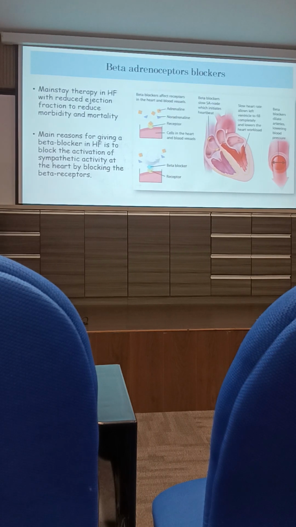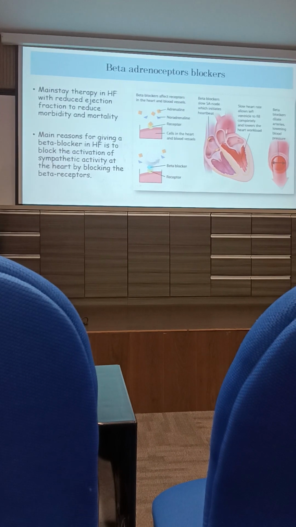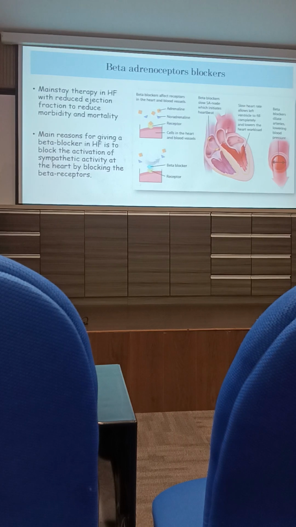You know the compensatory mechanism, we have activation of sympathetic activity, activation of the renin angiotensin aldosterone system, but the main function of giving a beta blocker is not to actually improve the cardiac function, but you want to block the activation of sympathetic activity, because if the heart is not working and then you start to stimulate it too much, it cannot cope with the stimulation. So you cannot give a beta blocker in acute heart failure.